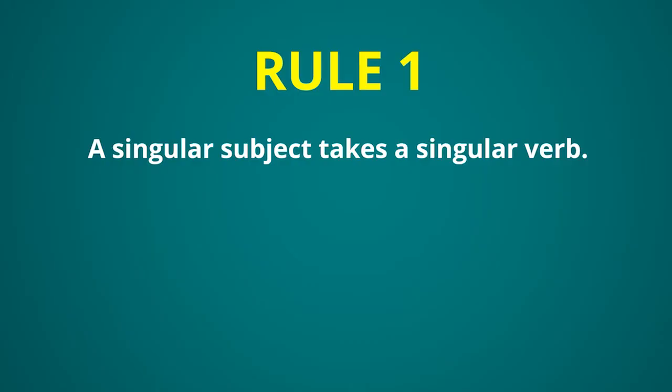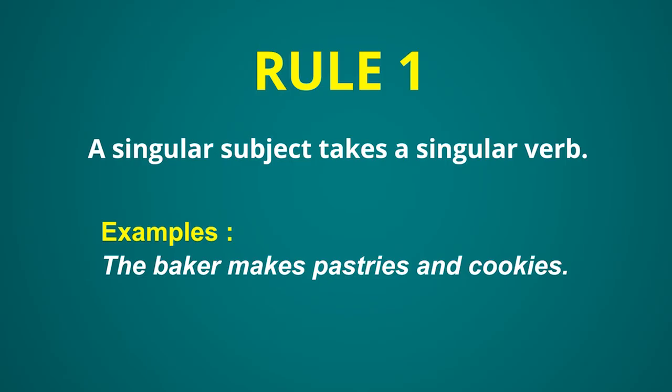Rule 1. A singular subject must take a singular verb. I'm sure you're familiar with this very basic rule. So I'll repeat. A singular subject takes a singular verb. So examples might include the baker makes pastries and cookies. First, let's identify our subject. Who makes pastries and cookies?